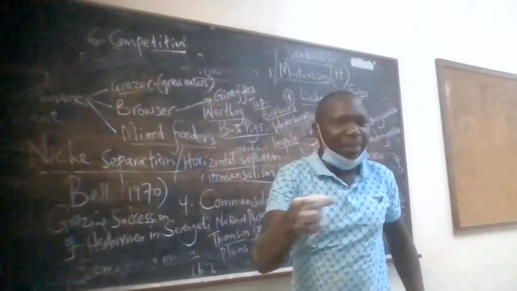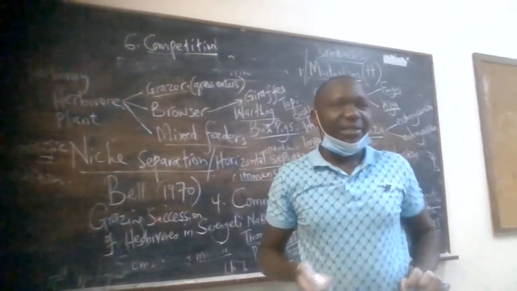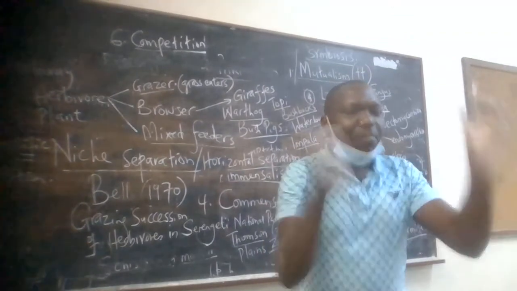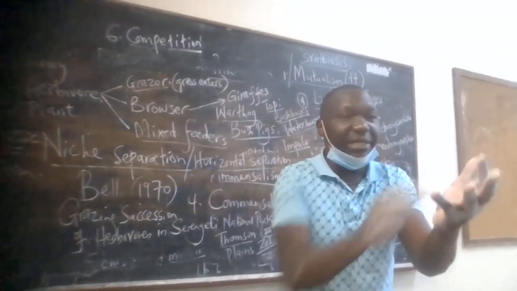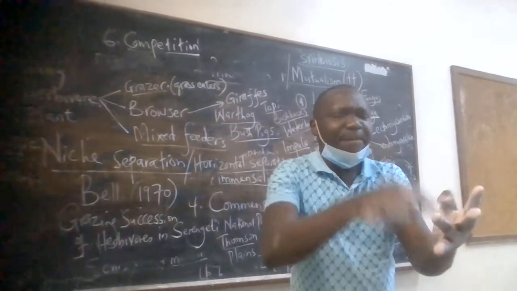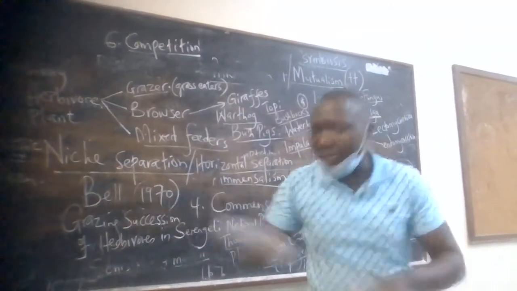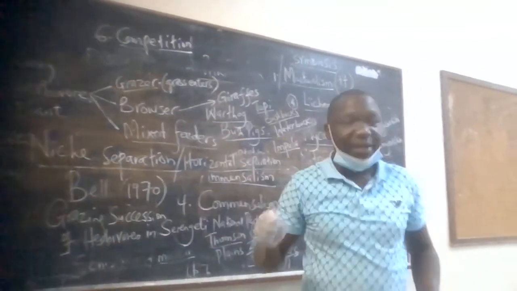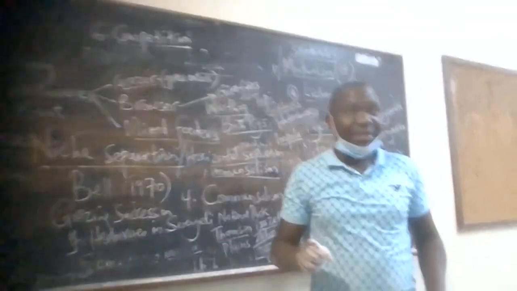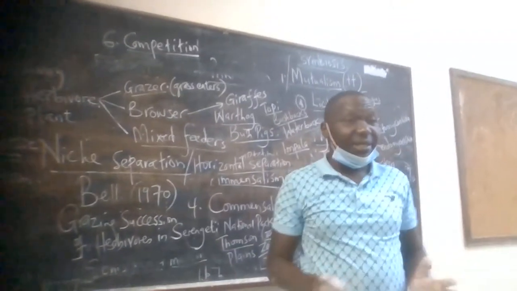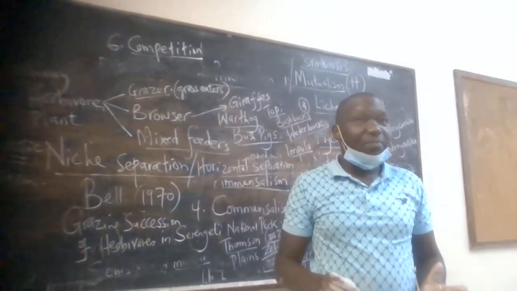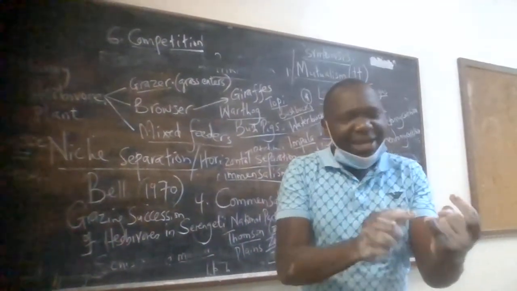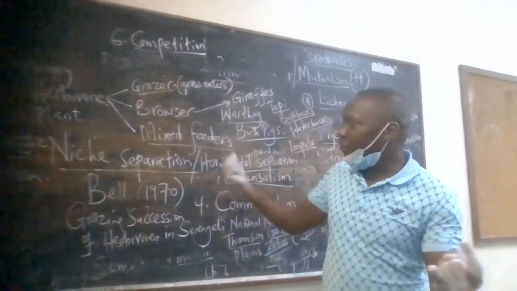Resources in limited supply. It could be plants. Plants will compete for resources like sunlight, and mineral nutrients in soil. Plants will also compete for water in soil. So plants also compete with one another. But I've just shown you also animals. They also compete, mainly for food, as I've shown you.